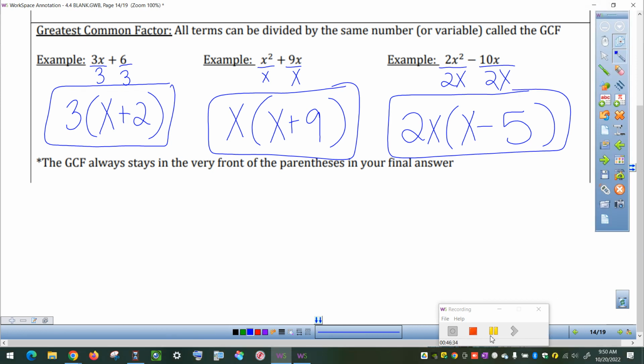The other thing to know about the greatest common factor, so we already had a chance to see that a little bit with our trinomials. This is always actually something that we want to do first before we try any other methods. So always think about looking for a GCF.